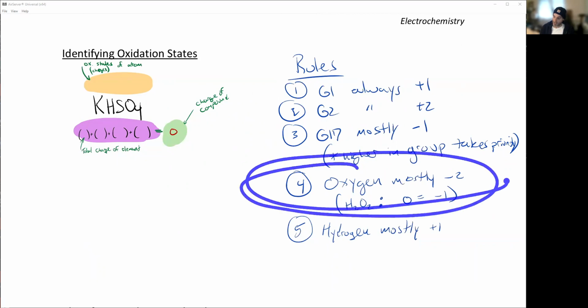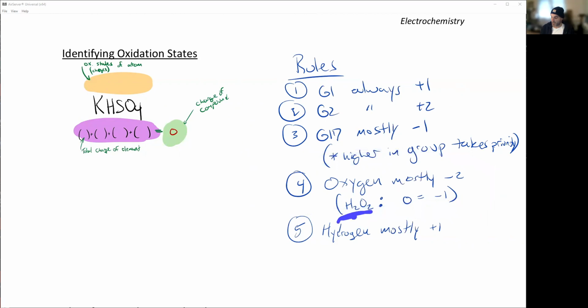Oxygen is mostly -2. In fact, it's pretty much always -2, except for when we have peroxides. H2O2 is going to be a -1. And then hydrogen is pretty much mostly +1, unless it's with a metal or unless it's with something else. So those are the set of rules. We're going to list them in order. And when we have one thing left, then that is going to be our oxidation state.